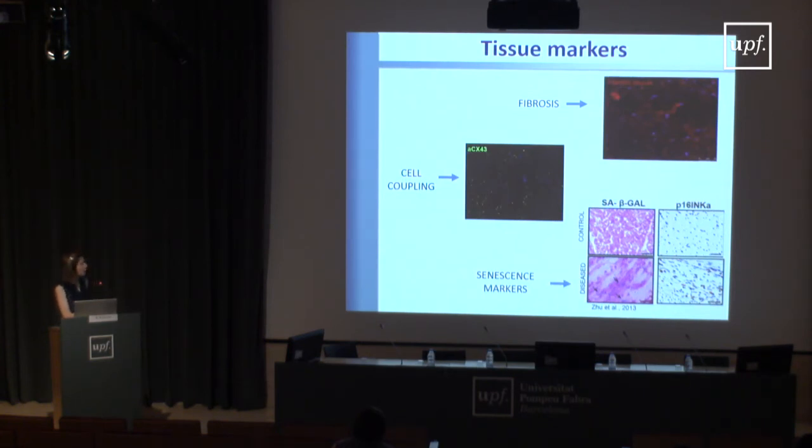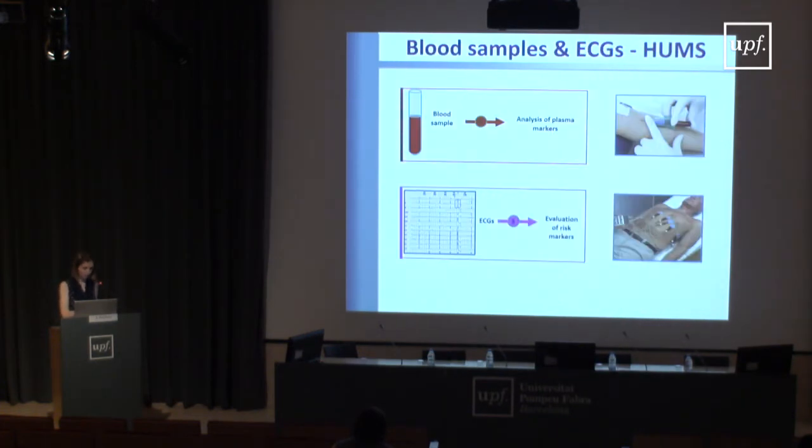And as I was saying, we use immunohistochemistry to characterize fibrosis in the tissue, the level of fibrosis in this piece of tissue, the level of cell-to-cell coupling, and also some senescence markers, which are well established in the literature, quantifying different characteristics, beta-galactosidase or P16 as another biological marker. From the same set of patients in this first hospital, we also get blood samples, which we use to quantify plasma markers, and also we get 12 lead ECGs, which we use to evaluate different markers, particularly related to repolarization of the ventricles.